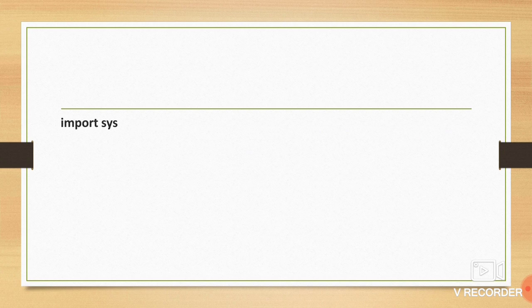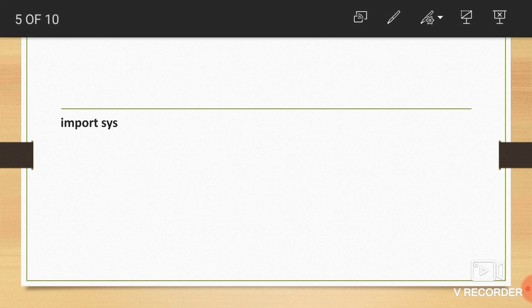So import sys. As I told you, if you want to use the stdin, stdout and stderr stream files, then first of all you have to import the sys module into your program. How can you import this? For that you will use the import keyword. By using the import keyword you are able to access the functions and methods of another program or another module.